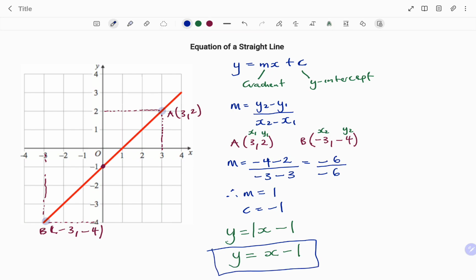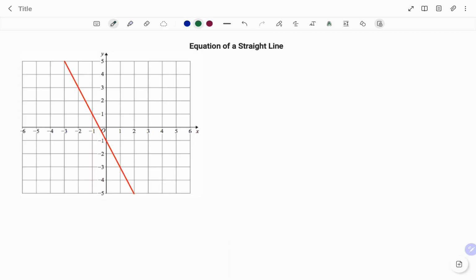Let's look at the next example. In this graph, to find the equation of the red line, I'm going to start by writing my standard equation of a straight line, which states that y equals mx plus c. Remember, my m is the gradient of the line and my c is my y-intercept.